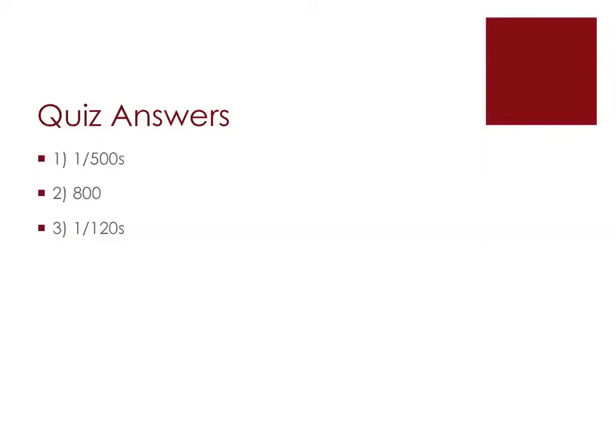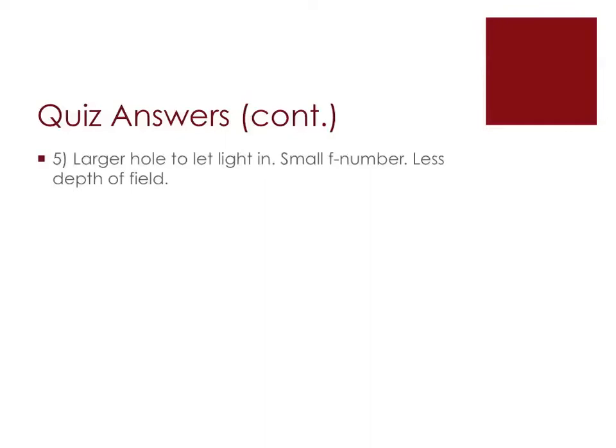Okay, number 4, true or false? f2.8 has a larger, wider depth of field than f6.3. Who says it's false? Okay, all right, great. That is the correct answer. All right, number 5, larger aperture means, there's a bunch of things you could have said. Either a larger hole to let light in through, it means a small f number, it means less depth of field. Any of those. And number 6, hard or soft? Hard, soft, soft.